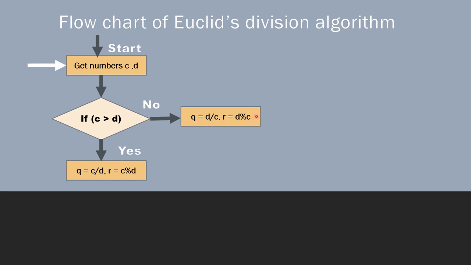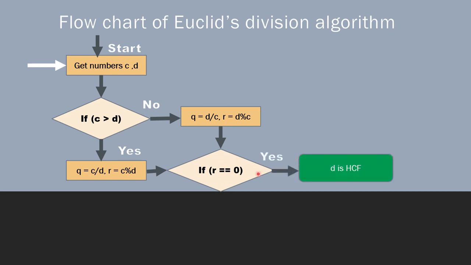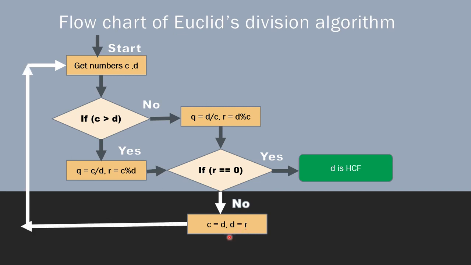Now we have both of these, and we need to find out whether we have to proceed or not. We can proceed depending on the value of r. So check the value of r in both cases. If r equals 0, yes, then we have found the HCF, and the HCF is d. If not, then we again iterate with c equal to d and d equal to r. We go back here. This is the example flowchart diagram, which you can try to understand. Thank you.